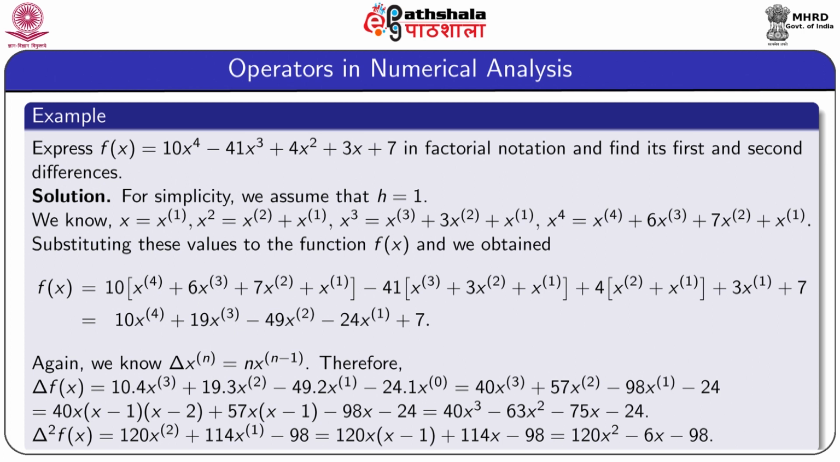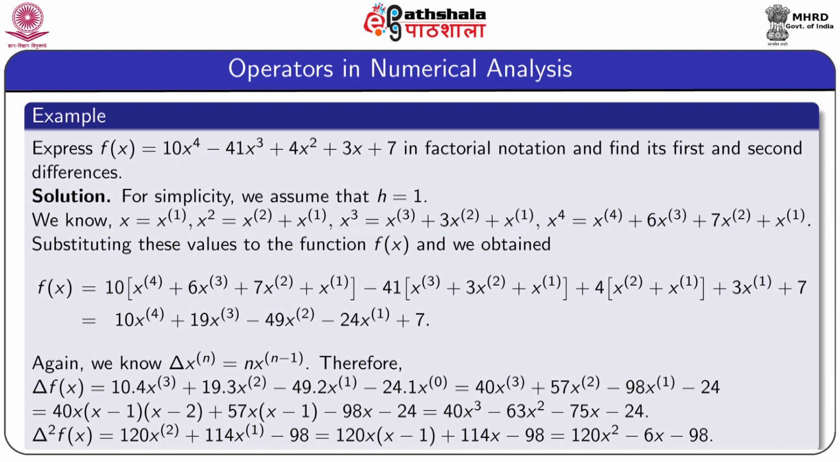Here we consider f x equal to 10 x to the power 4 minus 41 x to the power 3 plus 4 x to the power 2 plus 3 x plus 7. Our problem is to express this expression in terms of factorial notation and also find its first and second differences. So, for simplicity, we assume that h equal to 1, then x equal to x factorial 1, x square equal to x factorial 2 plus x factorial 1, and x cube equal to x factorial 3 plus 3 x factorial 2 plus x factorial 1, and so on.